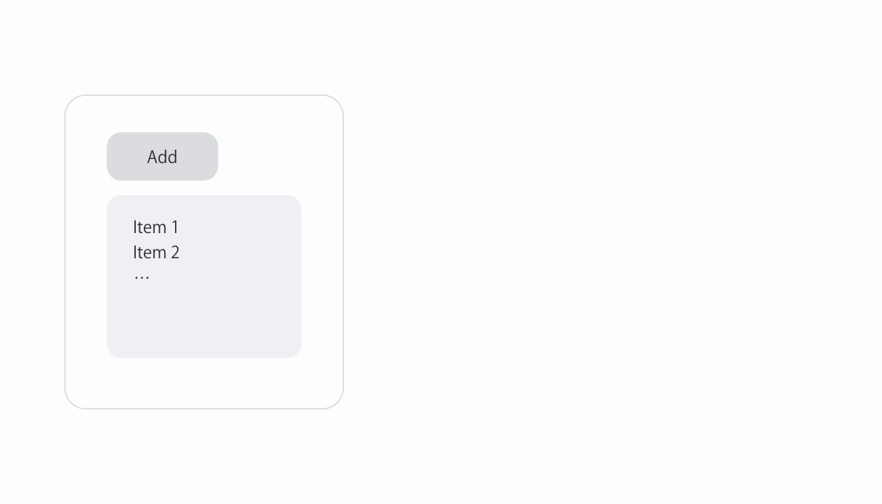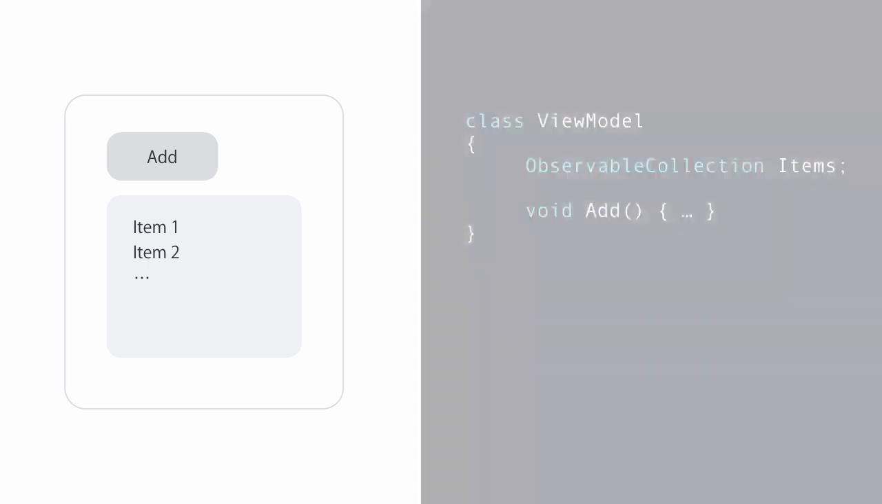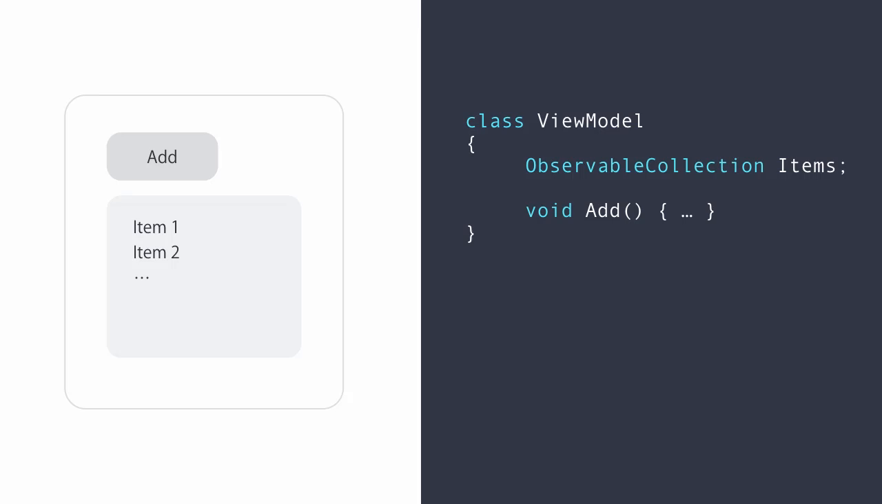If you want to create a view model for this view, we need a class with a property like items, which is an observable collection. So this property represents the state of the view, the state of the page. This class should also have a method like add, and this method is called when we click the add button. So pretty simple, it's no magic.